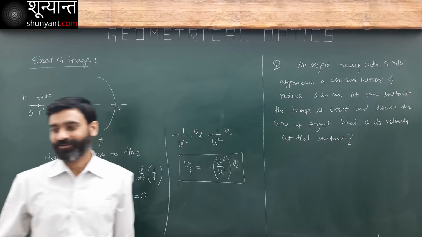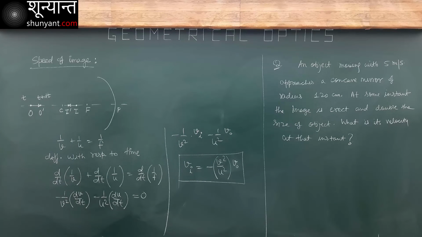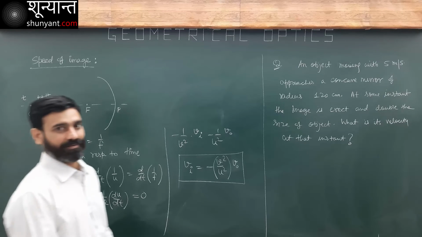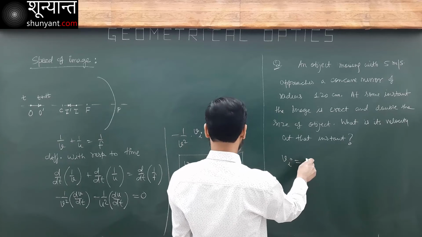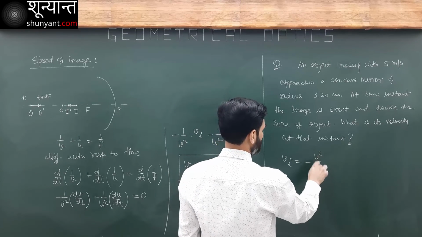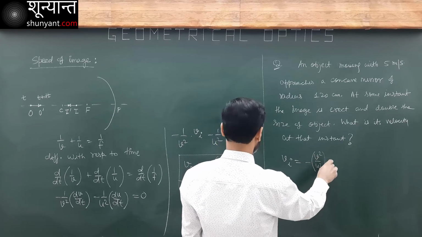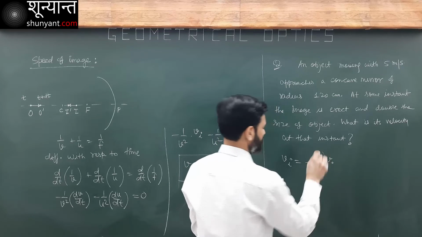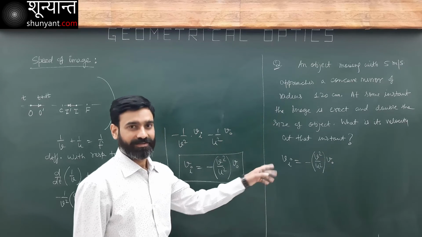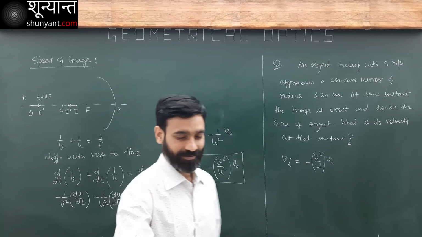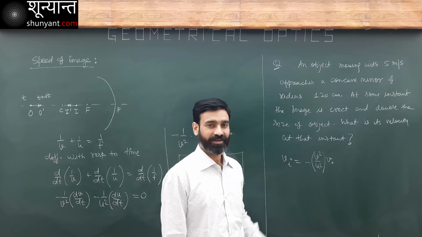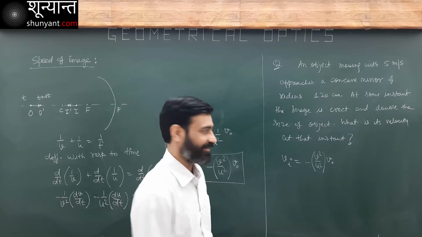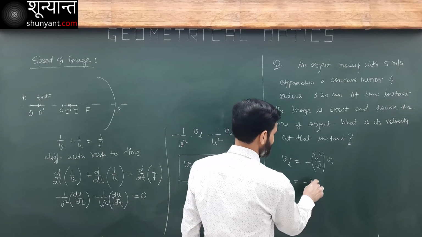Okay, what do you think? What is going to be? Pretty easy problem, not so difficult. Vi is equal to minus of v square over u square times velocity of object. Look at this expression carefully. Is this not something that we know already? v over u. What is this? Is this not magnification? It is nothing but magnification.